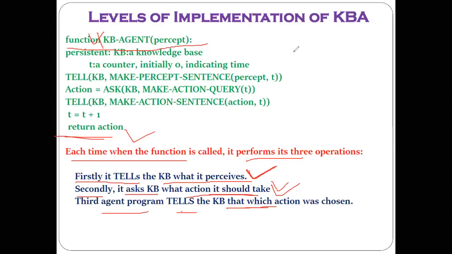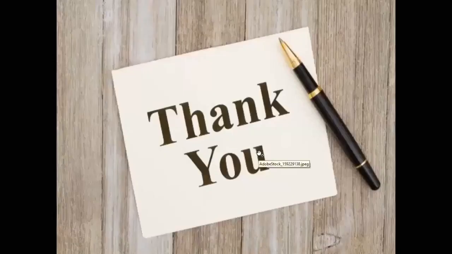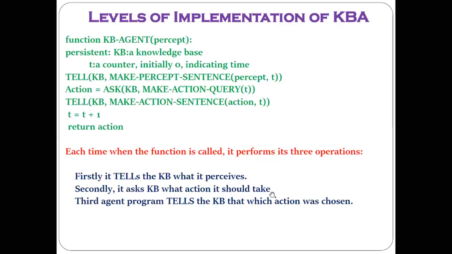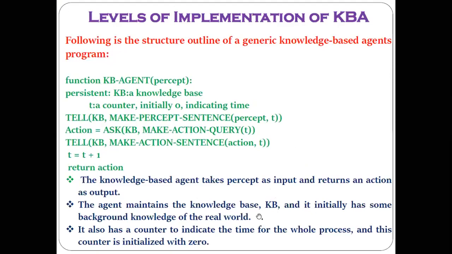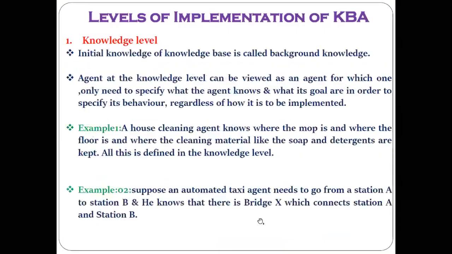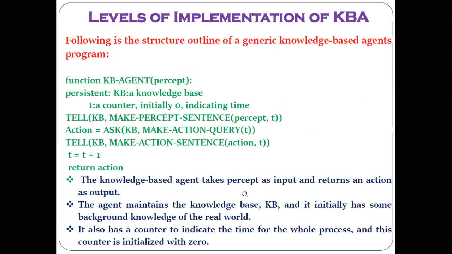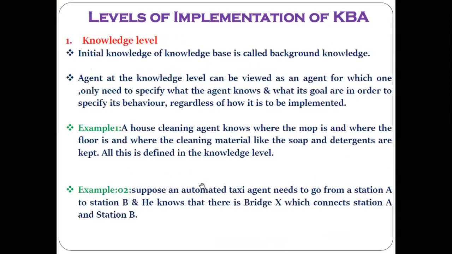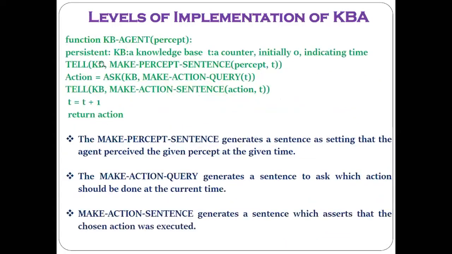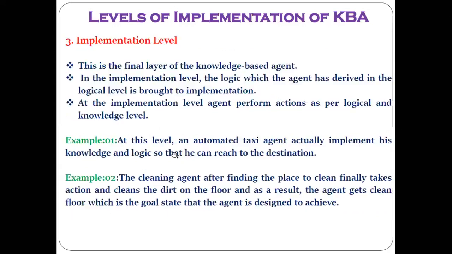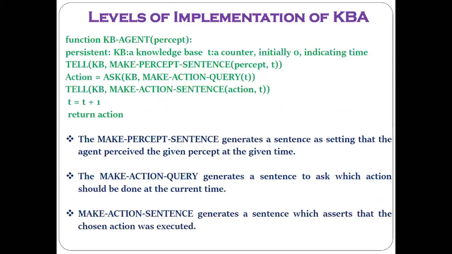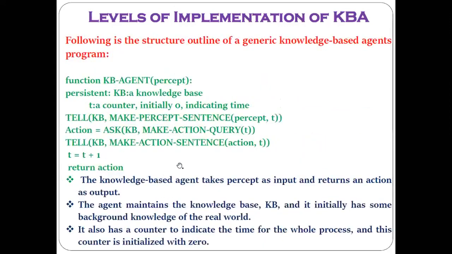So this is our second point in the third unit, the levels of implementation of the knowledge base agent. All of you understood? Yes, sir. Any doubt? When a question is asked on the levels of implementation of a knowledge base agent, you need to specify these three levels. You can specify any example for that also, and you can also explain this function, KB agent, the way I have explained it. It depends on how many marks the question is for. If the question is for 4 marks, just these 3 levels with the example is sufficient. If the question is for 8 marks, then you should mention this pseudocode also, and explain what exactly the pseudocode means.